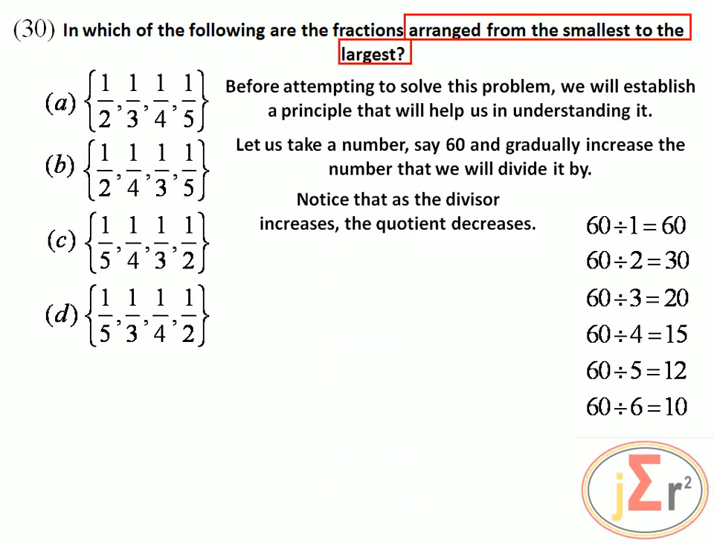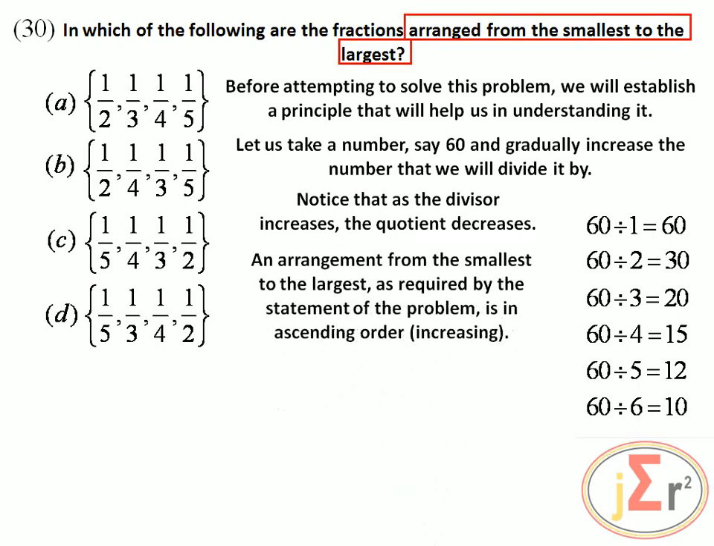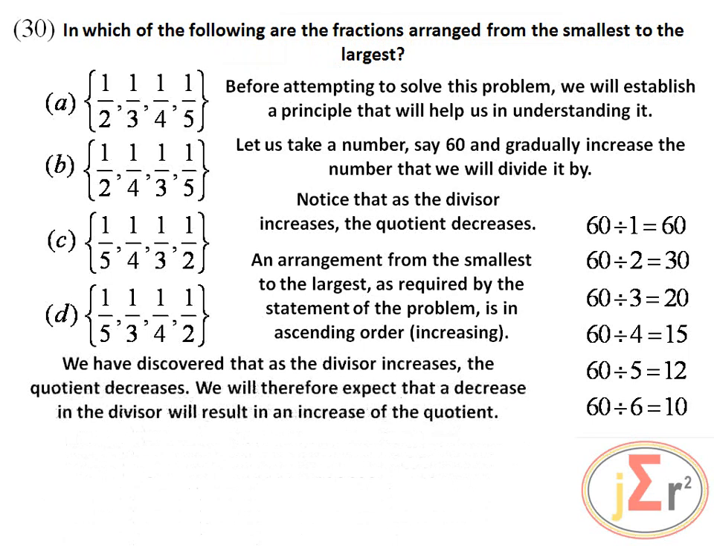And arrange from the smallest to the largest. An arrangement from the smallest to the largest, as required by the statement of the problem, is in ascending order. That is, increasing. Ascending order, increasing. We have discovered that as the divisor increases, the quotient decreases. We will therefore expect that a decrease in the divisor will result in an increase of the quotient.